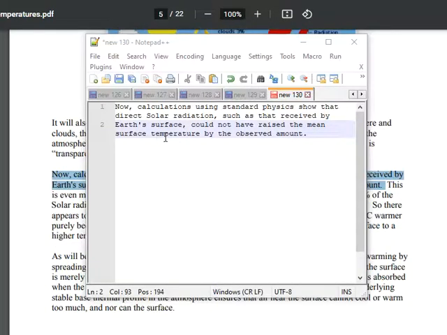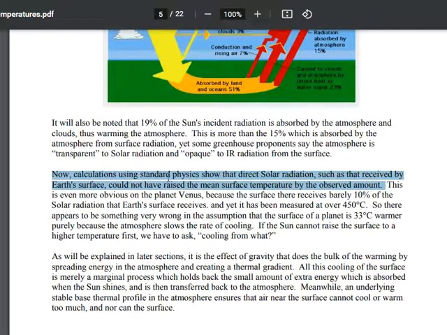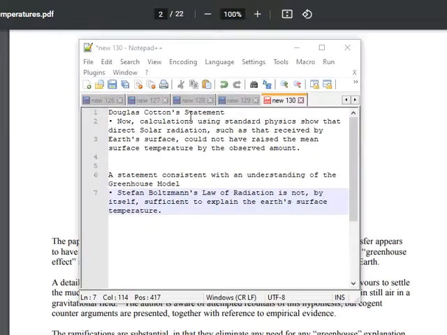Okay, he then goes on to say calculations using standard physics. I'll put it here. Now, calculations using standard physics show that the direct solar radiation, such as that received by Earth's surface, could not have raised the mean surface temperature by the observed amount. Why would he say that? Okay, so Douglas Cotton's statement is that calculations using standard physics show that direct solar radiation could not have raised the mean surface temperature by the observed amount.